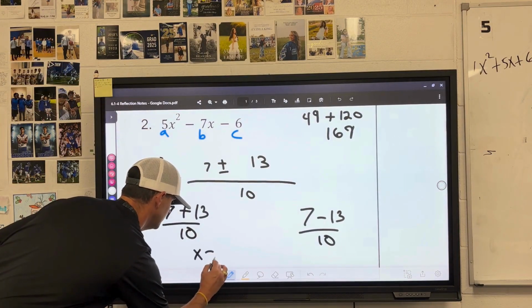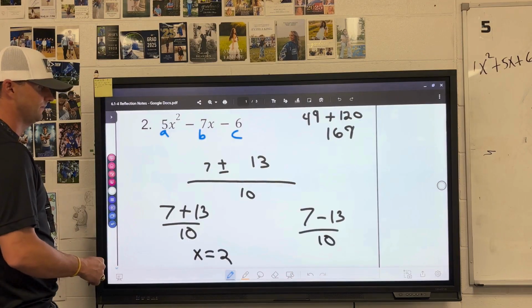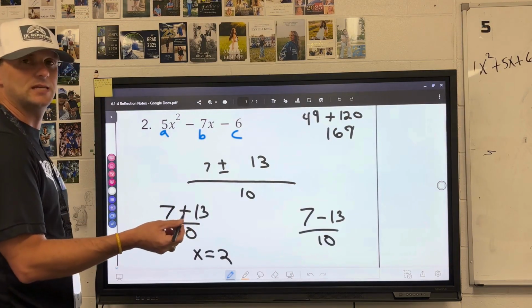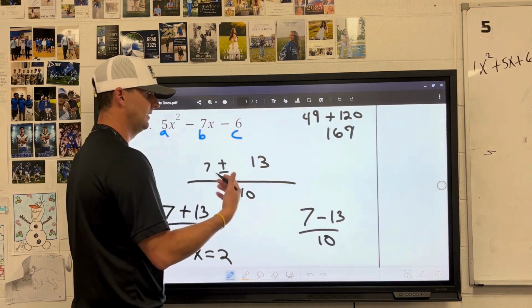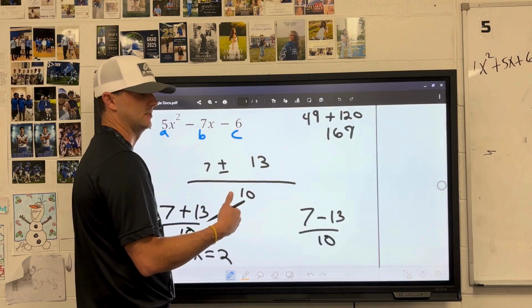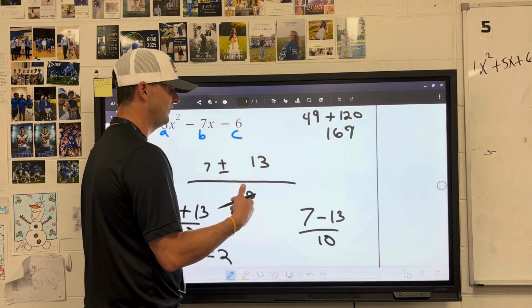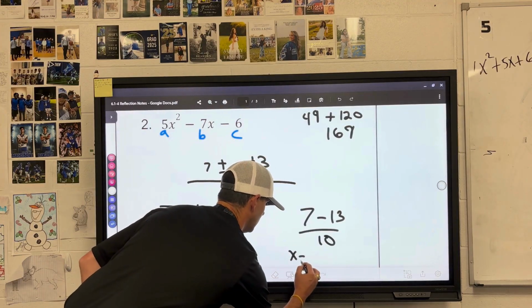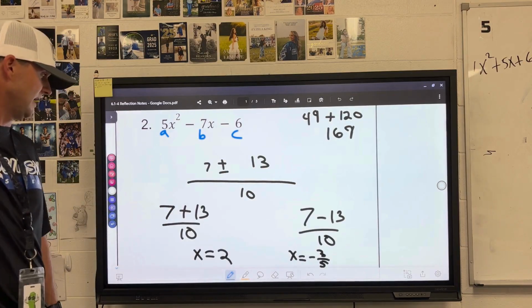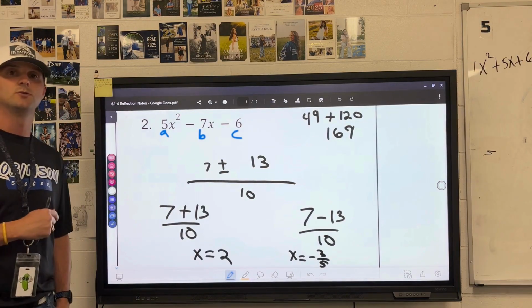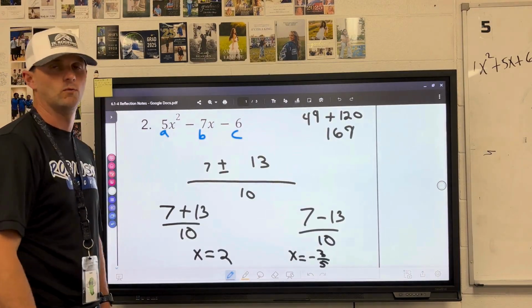So your first solution is going to be 2.7 minus 13, which is going to end up giving me negative 6. And then negative 6 over 10 would end up reducing to negative 3/5. So your second answer is going to be negative 3/5 when I reduce that. So ladies and gentlemen, those would be your 2 solutions working longhand if you wanted to work that way.